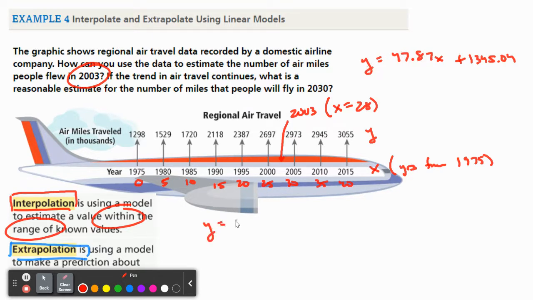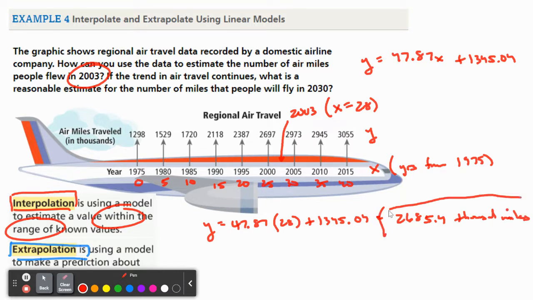So when I plug it in, y equals 47.87 times 28 plus 1345.04. When I use that and I type it in Desmos, I'm going to get 2685.4, and that's in thousands of miles. But notice that that value is right in here. So we should believe that this is a good estimate, right? In the year 2003, people probably flew that many miles.